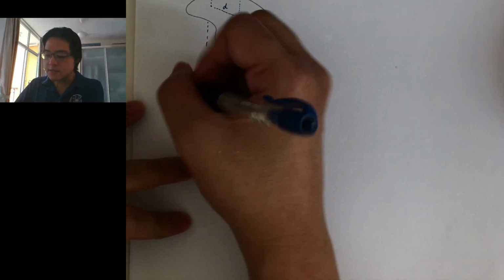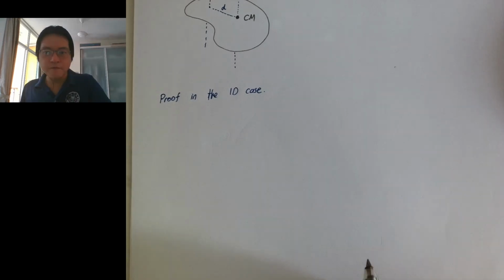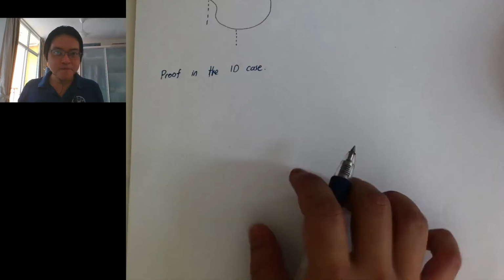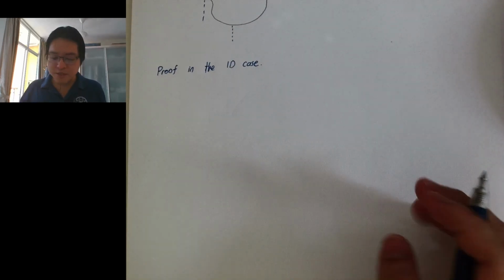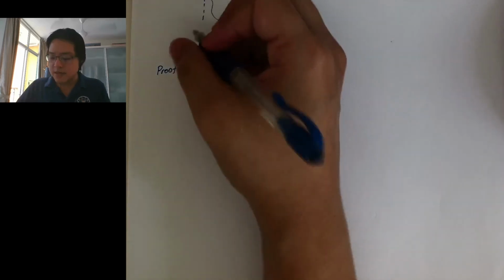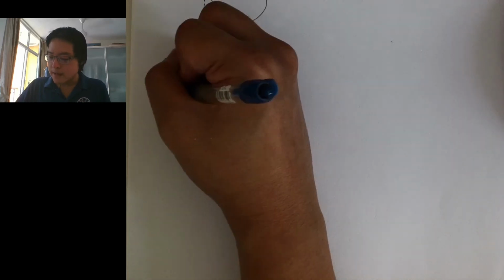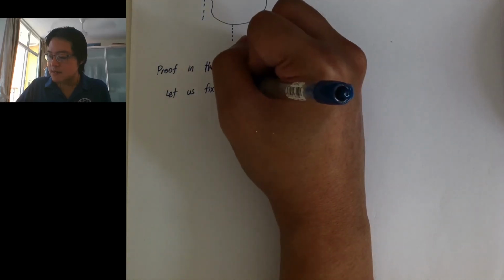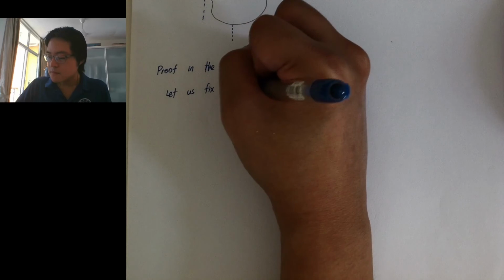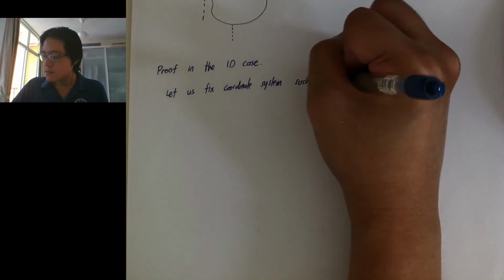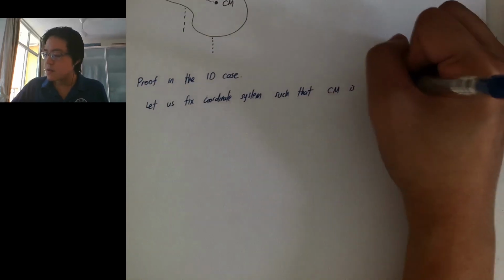The first thing that we want to do is to fix the coordinate system. Not exam yet. Yeah, we shall see. So let's prove this in the one-dimensional case. To start with, the axis is important. So let us fix the coordinate system such that the center of mass is on the origin.